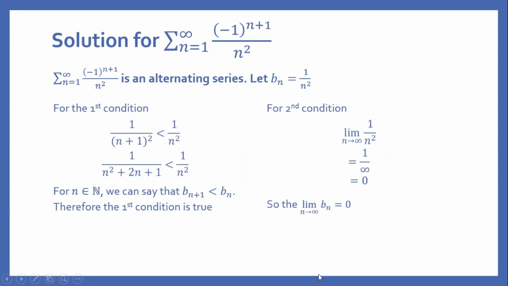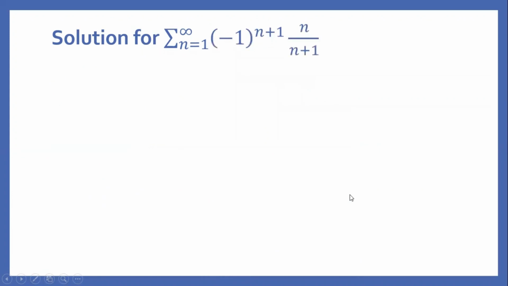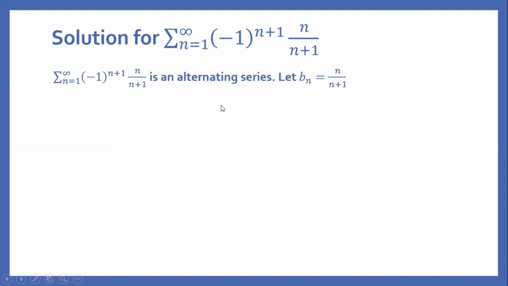So dahil nag-satisfy yung dalawang conditions natin, masasabi natin by the alternating series test, the series summation of -1 raised to n plus 1 over n squared from n equals 1 up to infinity is convergent. And for the second alternating series, this series is an alternating series kasi mayroon tayong -1 raised to n plus 1. Then, kunin natin yung b sub n natin, which is n over n plus 1, dahil ito yung magiging basis natin.